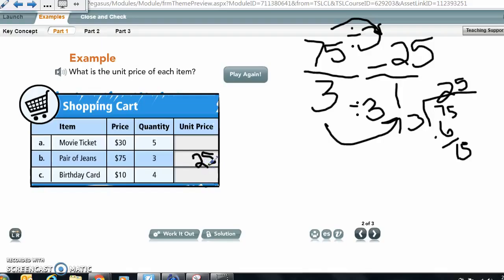Let's go ahead and try this next one. Pause it and try setting it up by yourself. Again, pause the video, try it yourself, and then go ahead and move on, and I will explain how I got my answer.